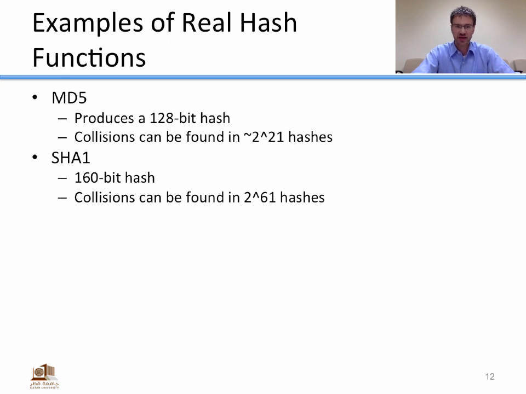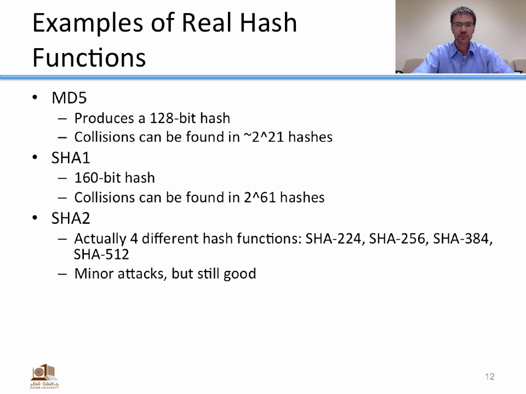The theoretical limit for finding collisions would be about 2 to the 80, but they can find it in 2 to the 61. SHA-2, which was a modified version of SHA-1, is actually 4 different hash functions with different size outputs. So SHA-224 is a hash function that produces a 224-bit output. SHA-256 produces a 256-bit output, and so on.